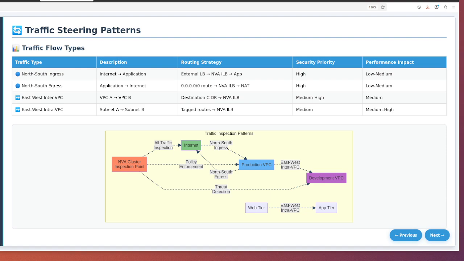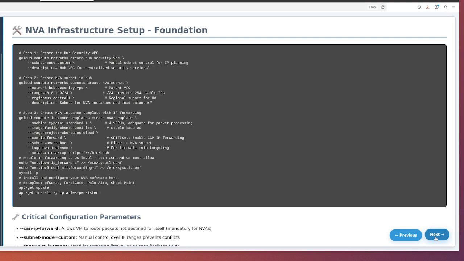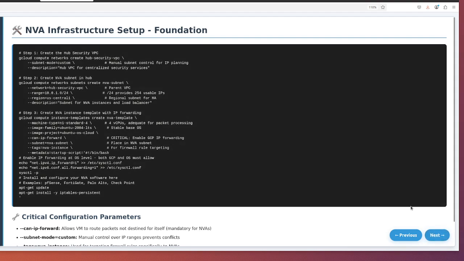The key is understanding that each pattern requires different routing strategies and has different performance and security implications. NVA Infrastructure Setup Foundation. Let's walk through the actual implementation, starting with building the foundational infrastructure. Every parameter here is important for the exam and for real-world deployments.